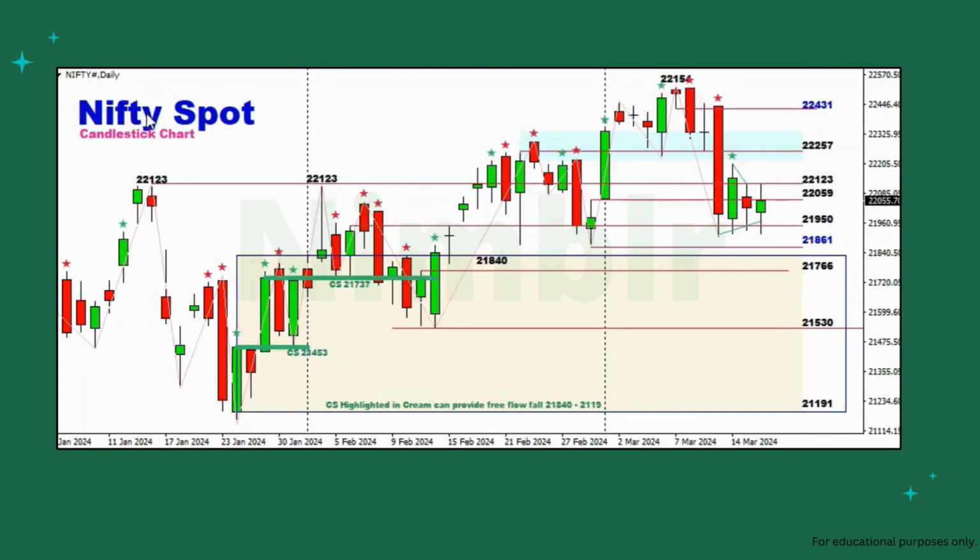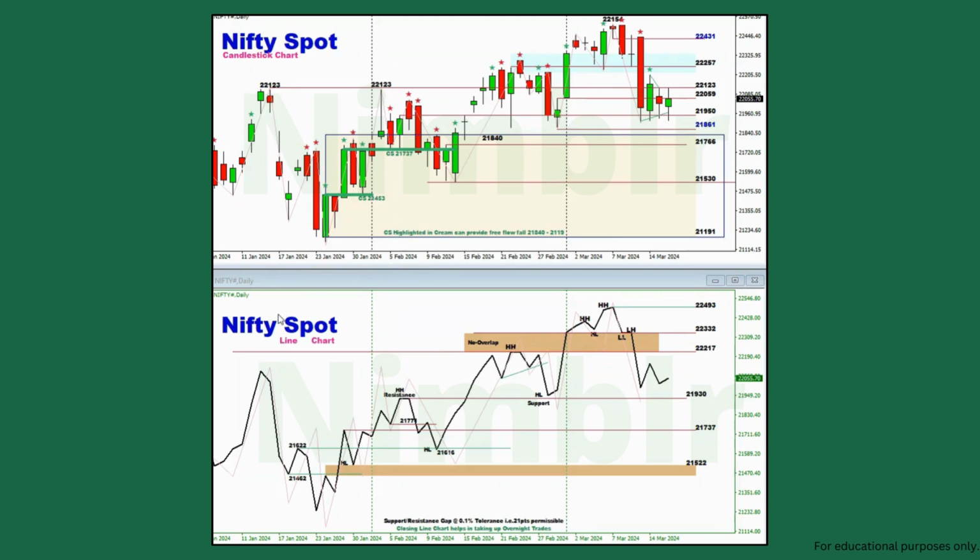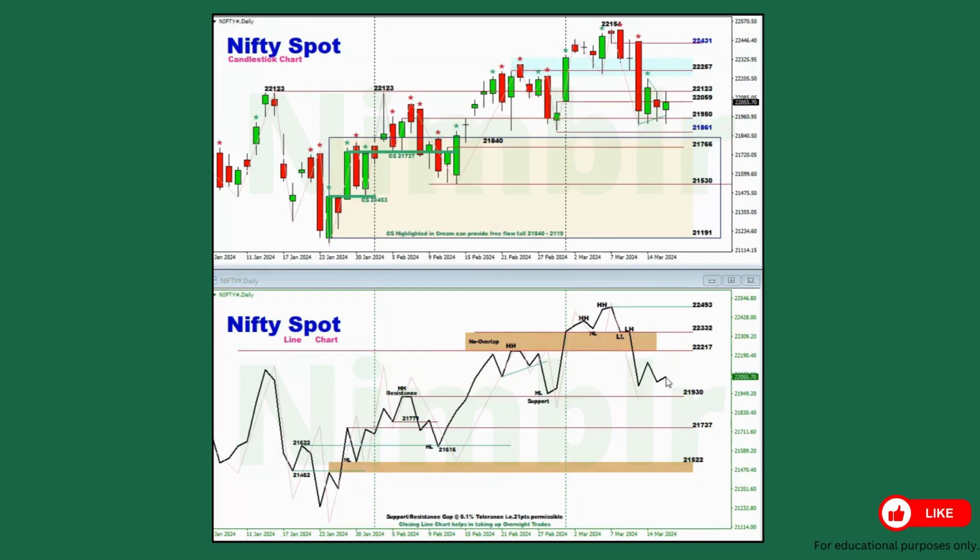Why do we use candlestick chart? To get the high and low. And we use line charts, I have mentioned here, to assess the close. There are two different things. The intraday movement is given by candlestick, and the line charts help us to know how the closing was. So how was today's closing? This is it. Mildly higher.